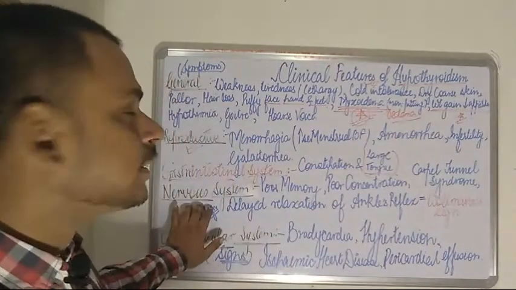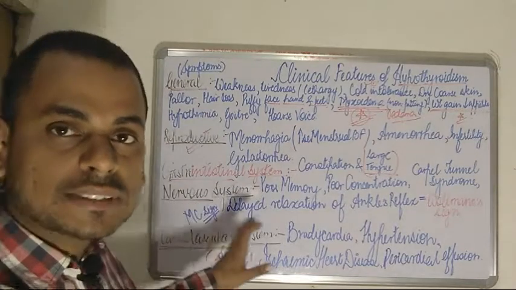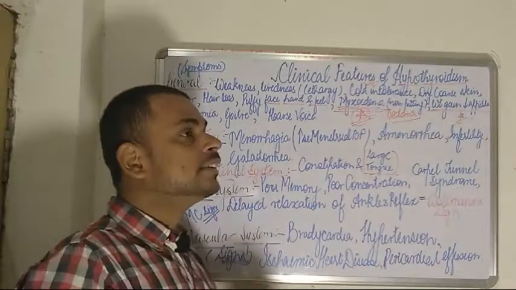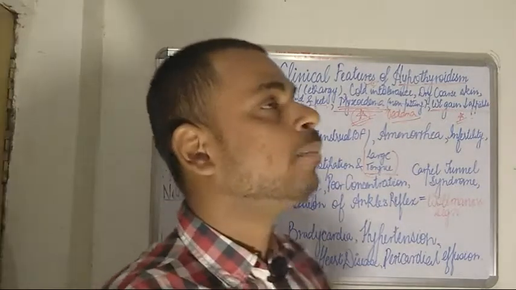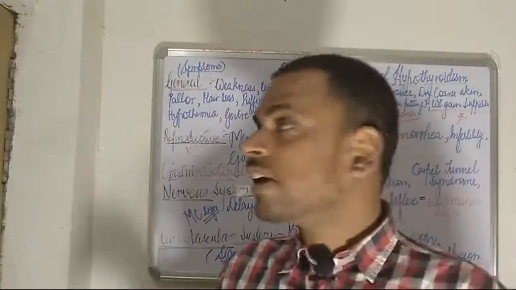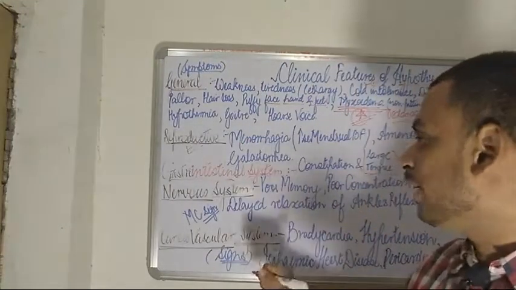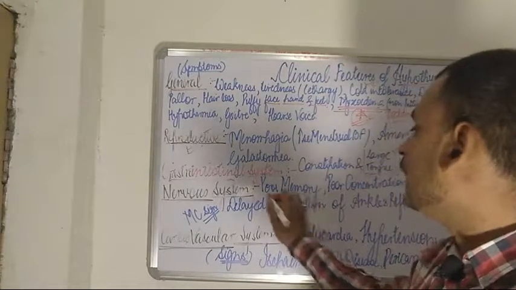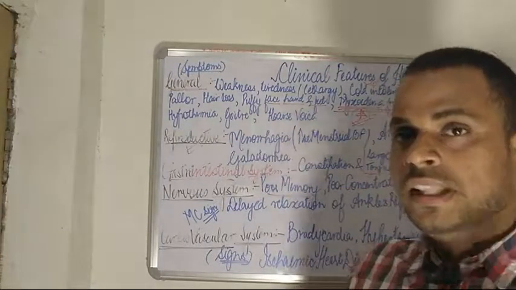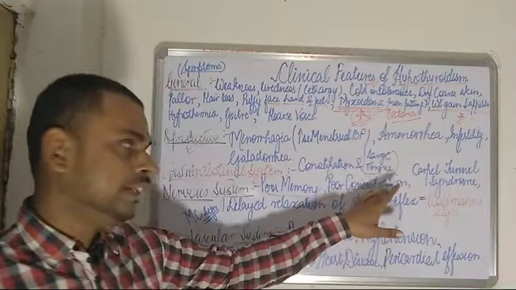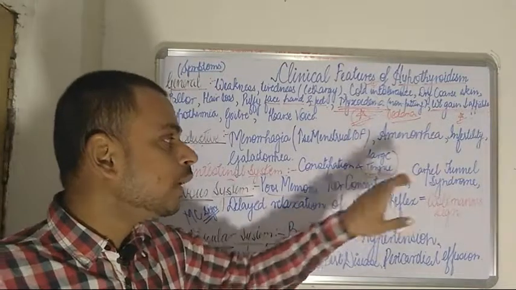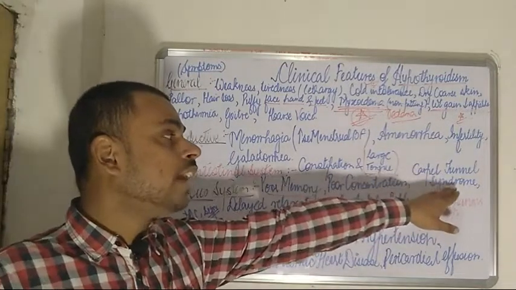Moving on to the next category, the nervous system manifestations. The patients suffering from hypothyroidism may manifest with certain nervous system disorders, such as poor memory, difficulty in concentration, that is, poor concentration, and carpal tunnel syndrome.